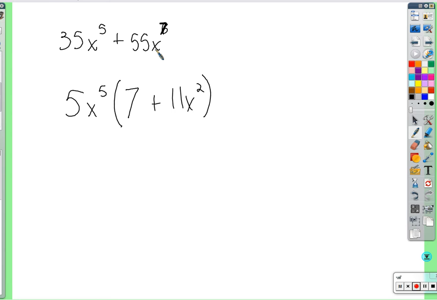Yes, that's different, but the way we know that we've done it all the way is we factor out as much as possible. So if you factor out an x to the 4th and got 5x to the 4th times 7x plus 11x to the 3rd, then these still have a factor in common that we could undistribute. We could factor out another x, and it would just give us 5x to the 5th times 7 plus 11x. If we did 5x to the 3rd and then 7x to the 2nd plus 11, then that's not correct.